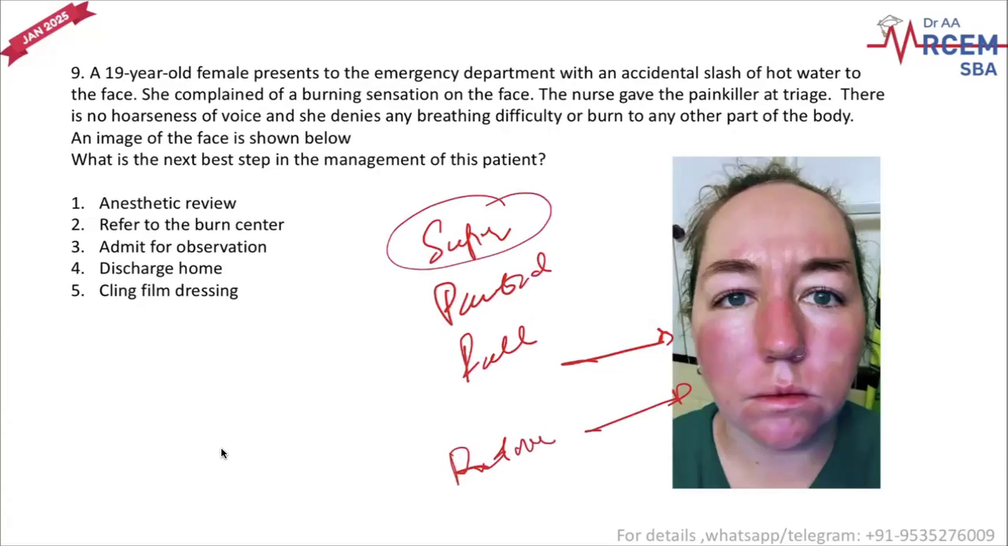For any burns to the face, it is recommended that you talk to the burns unit or refer to the burns unit. So the right answer here is to refer to the burns unit. Anesthetic review would have been the right answer if it was a third degree burn, also known as full thickness burn.